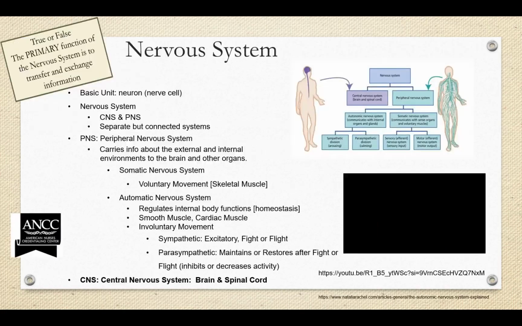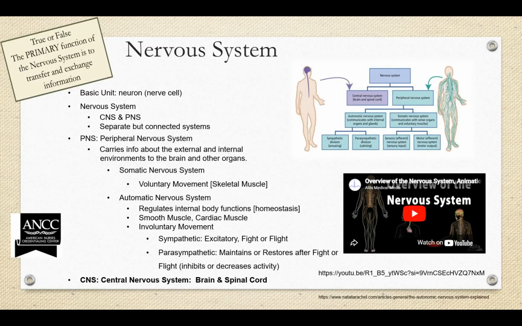So true or false, the primary function of the nervous system is to transfer and exchange information. All right, well, you'll have to watch this embedded video to see if you're right. And if the video won't play for you, I put the link under here so you can just copy and paste that, okay?